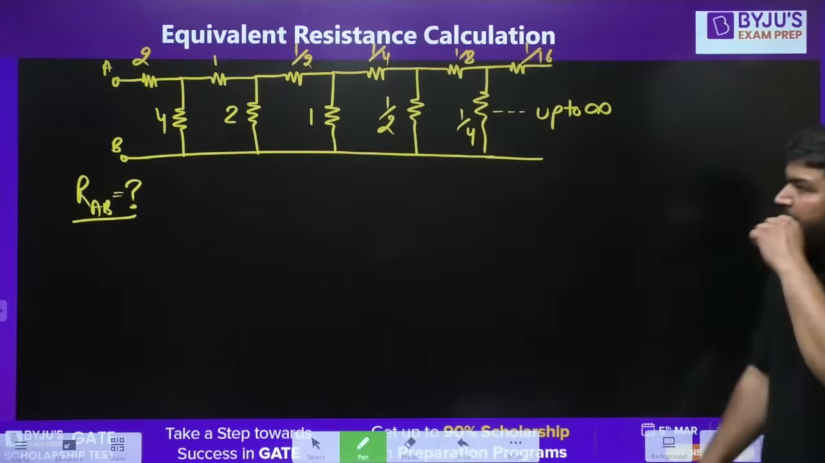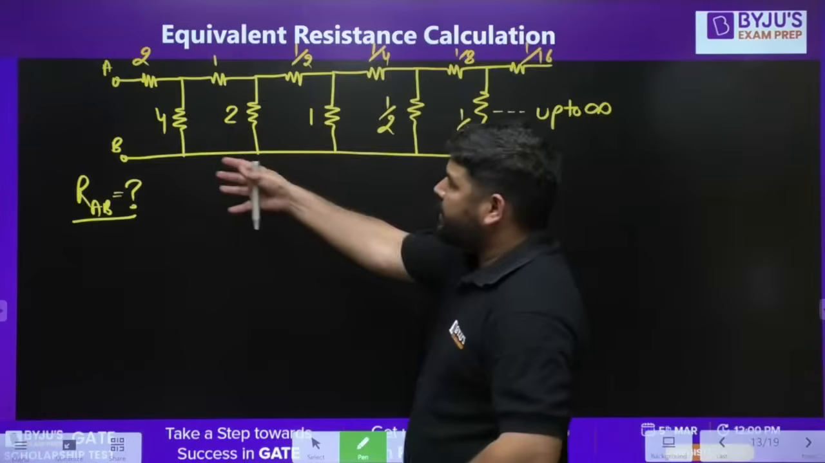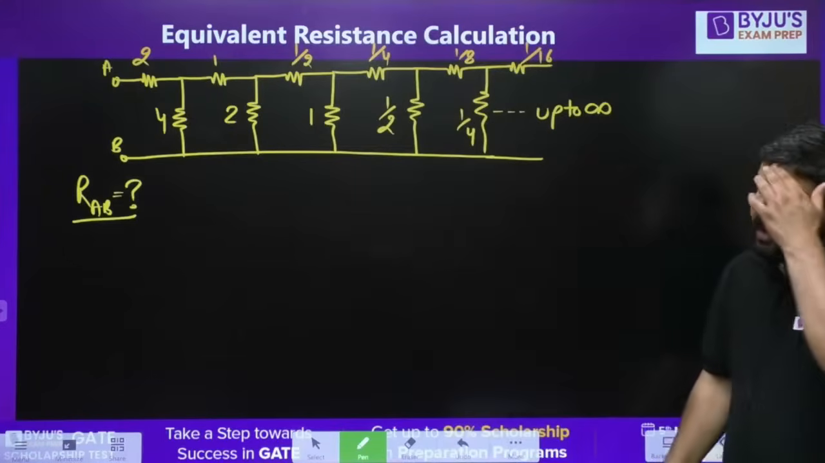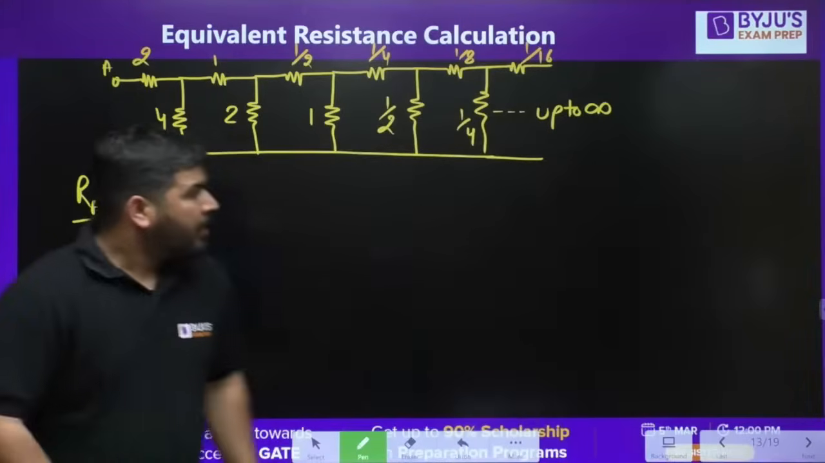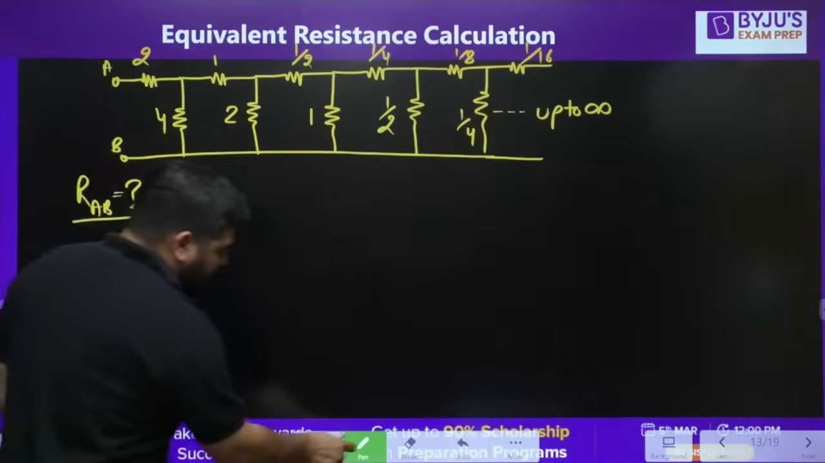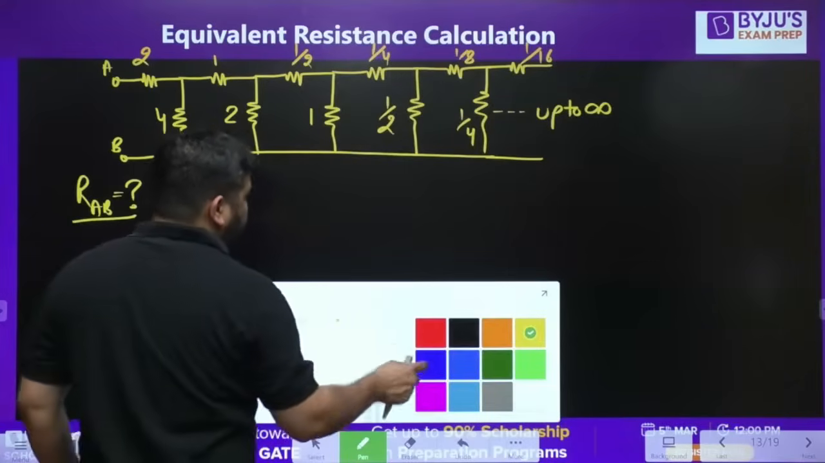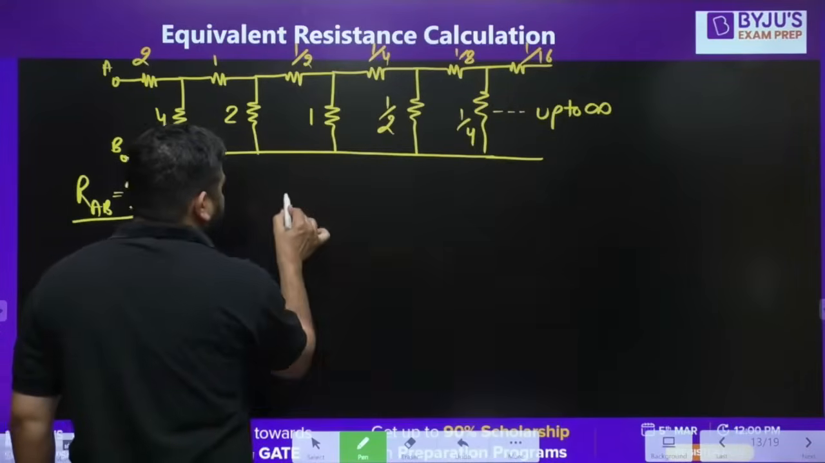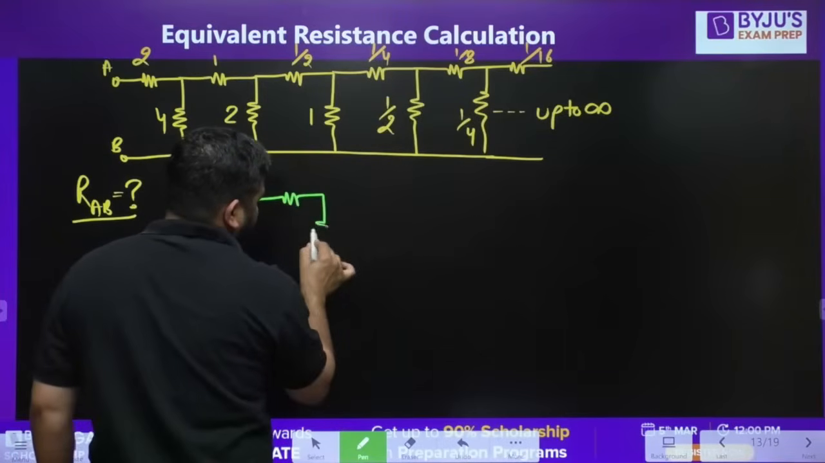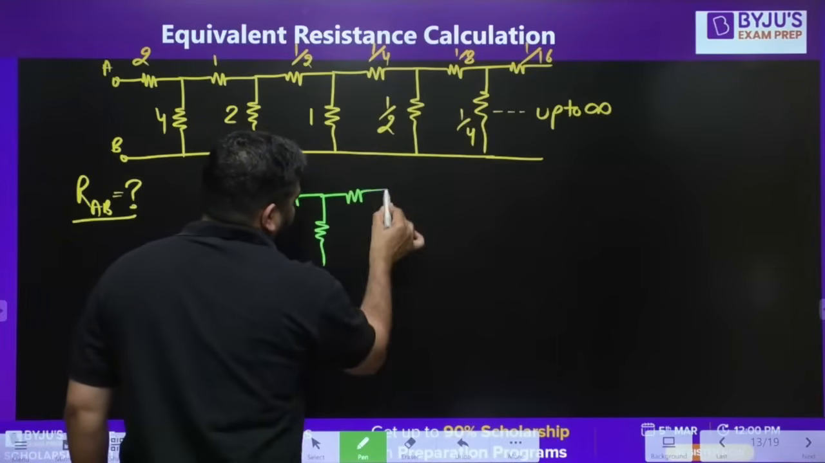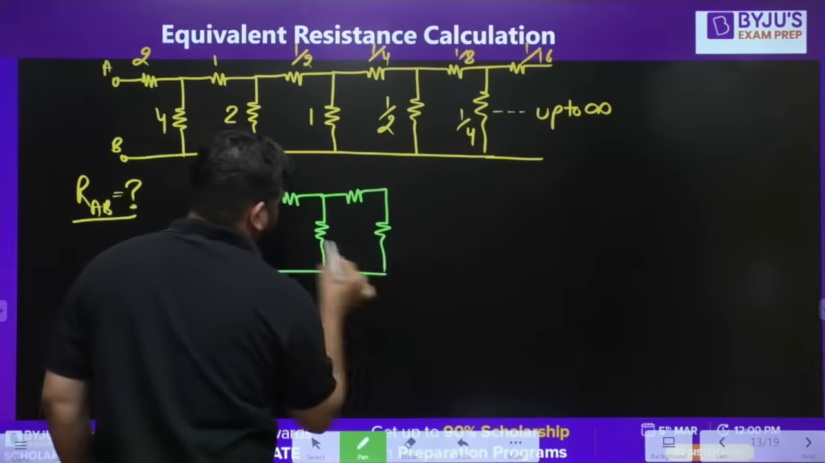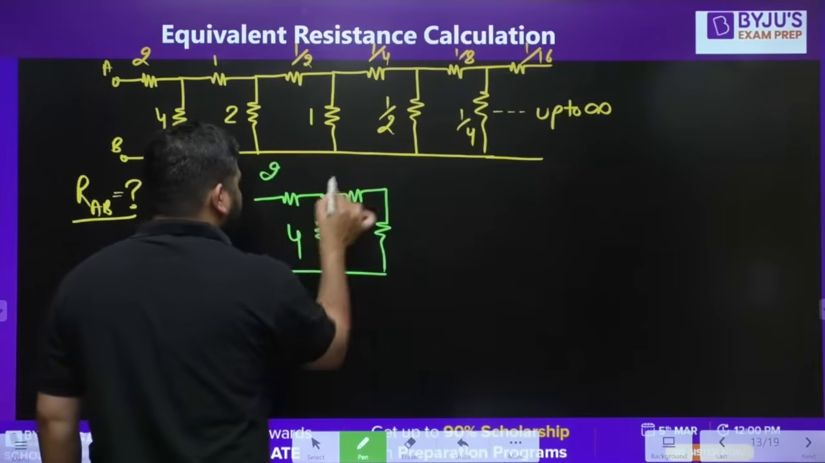Okay guys, can you tell me what is the equivalent resistance RAB? I think it's easy, but before this question, let's solve some other question. Let's take one question like this. Let's say I have a circuit like this: 2 ohm, 4 ohm, 2 ohm, 2 ohm.